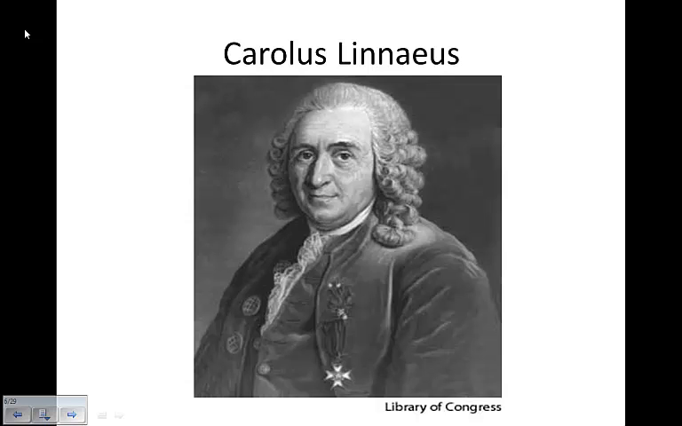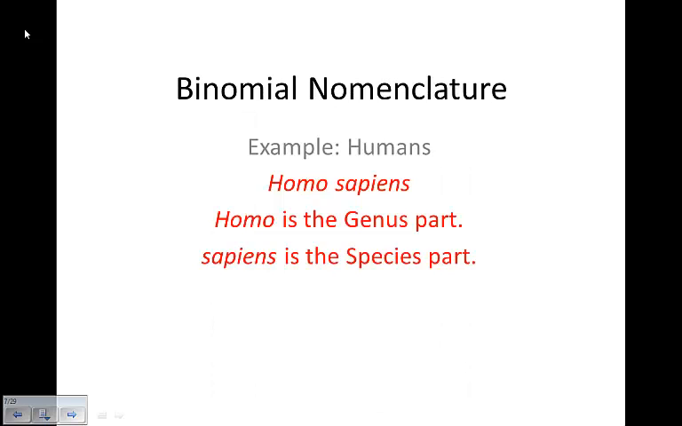All right. So you can see big gap from 384 to 322 BC with Aristotle to 1707 to 1778 AD. So a lot of time elapsed. We call Carolus Linnaeus the father of modern taxonomy. Taxonomy is the science of species classification. So we classify things. There were originally only two kingdoms that he came up with, plant and animal, Plantae and Animalia. His system uses what we call the binomial nomenclature.